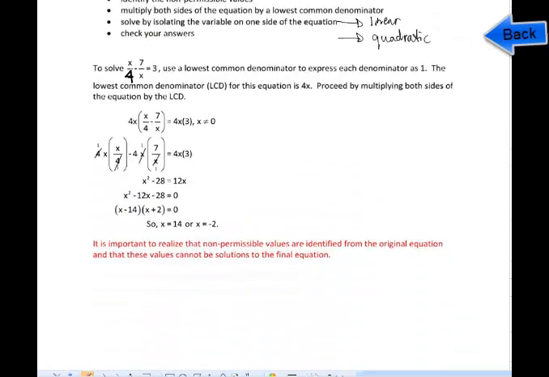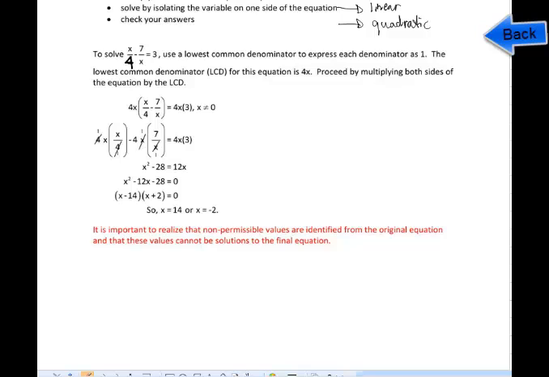So let's just look at our example here to review all the steps. We're going to solve x over 4 minus 7 over x equals 3. And we're going to use the lowest common denominator to express each denominator as 1. And if you remember from class, I said that that would eliminate the denominator.